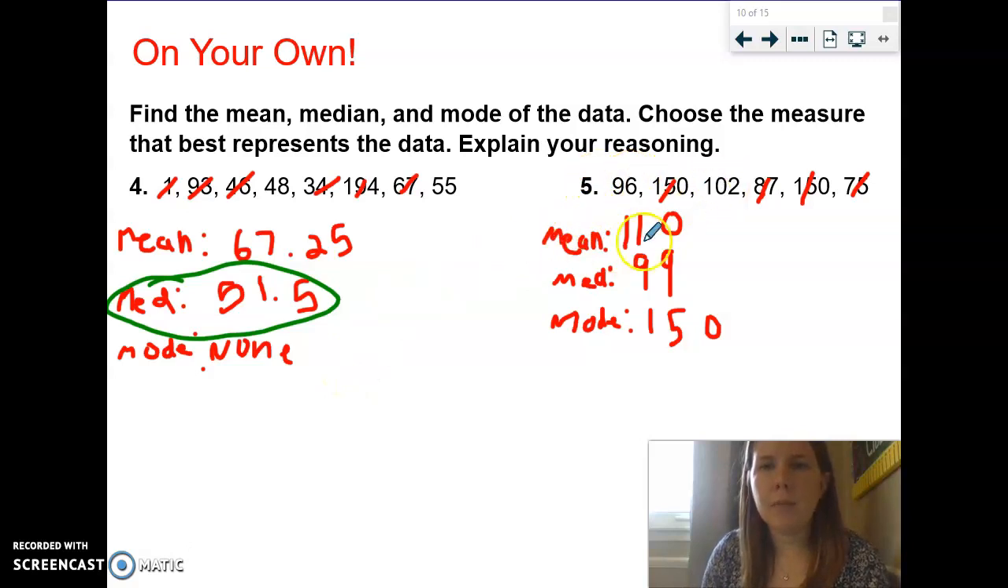Problem number 5, then, my mean or my average is $110 or 110. I don't know if they're measuring dollars. I don't know where that came from. Median 99, and my mode is 150.